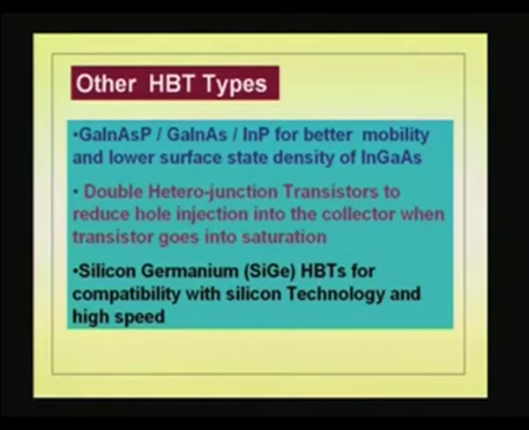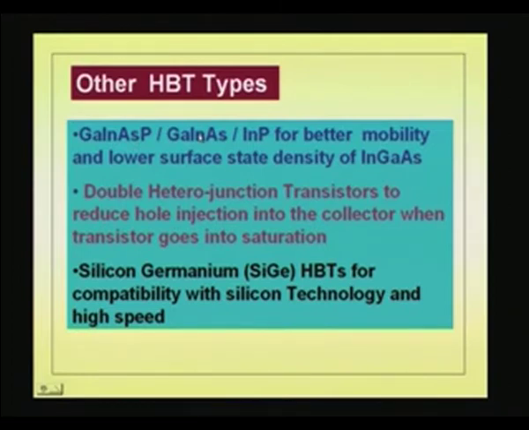Now, the other types of HBTs are gallium indium arsenic phosphide, that is quaternary, on a ternary gallium indium arsenide on a binary compound. Now, here all these are lattice matched, that is gallium indium arsenide matches with gallium indium phosphide. You add a little bit of phosphorus to that, okay, the band gap goes closer to indium phosphide. In fact, I just wanted to put that diagram.